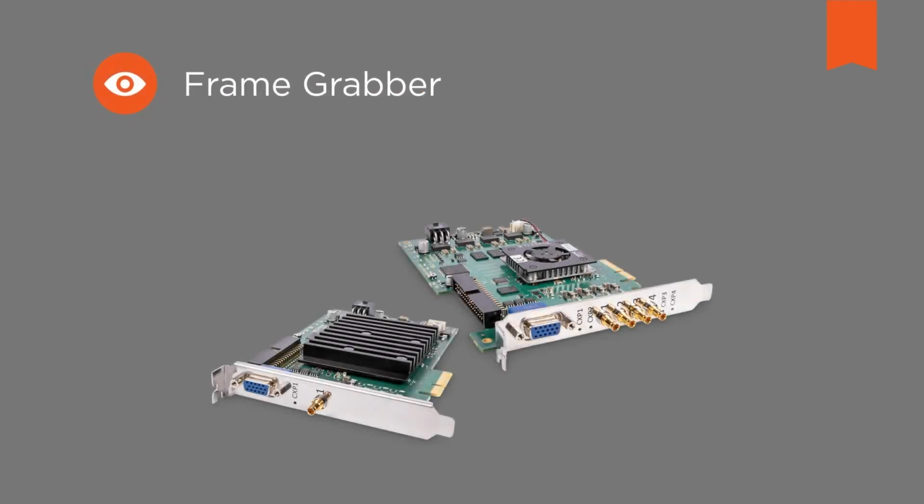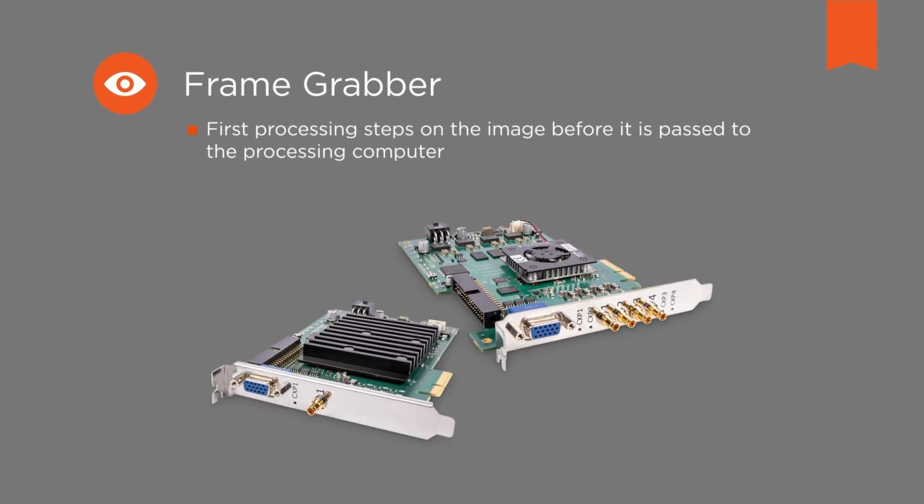In high-speed vision systems, the image is often received in the processing computer by special hardware cards, known as frame grabbers. They often perform the first processing steps on the image before the image is passed to the processing computer. This lowers the performance requirements for the processing unit. Alternatively, the complete processing can take place in the frame grabber. For example, image classification using a neural network. In this case, the frame grabber would forward the result of the image analysis to the processing computer along with the image.